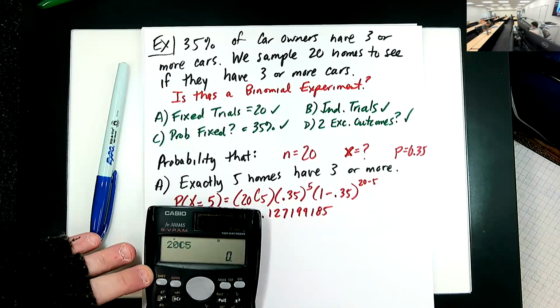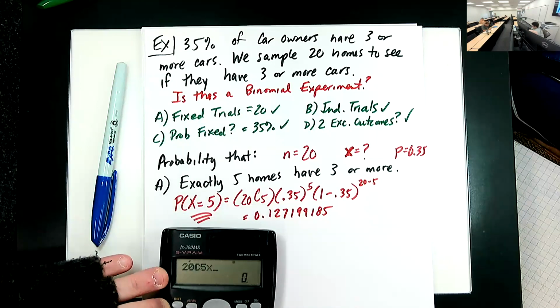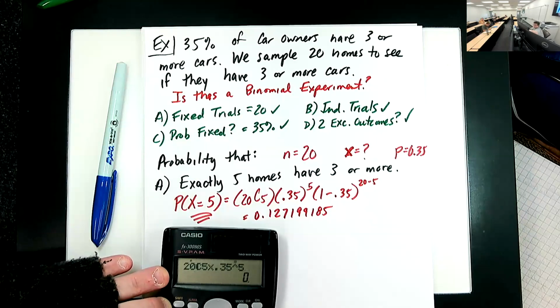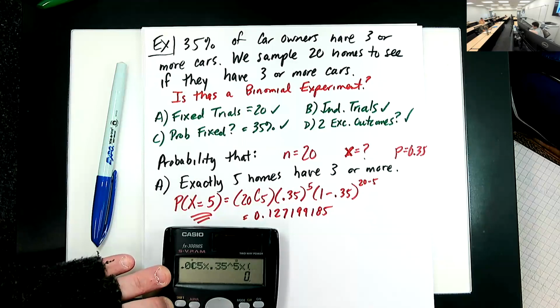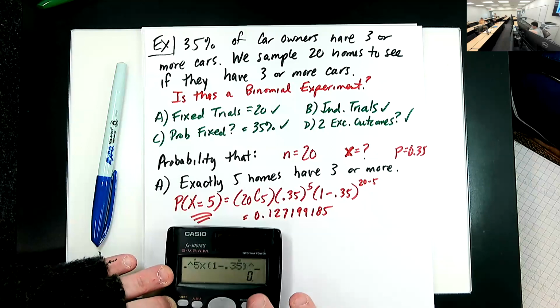Choose 5 times 0.35 raised to the 5th power times 1 minus 0.35 raised to the 15th power. I'll do the 20 minus 5 on my own.